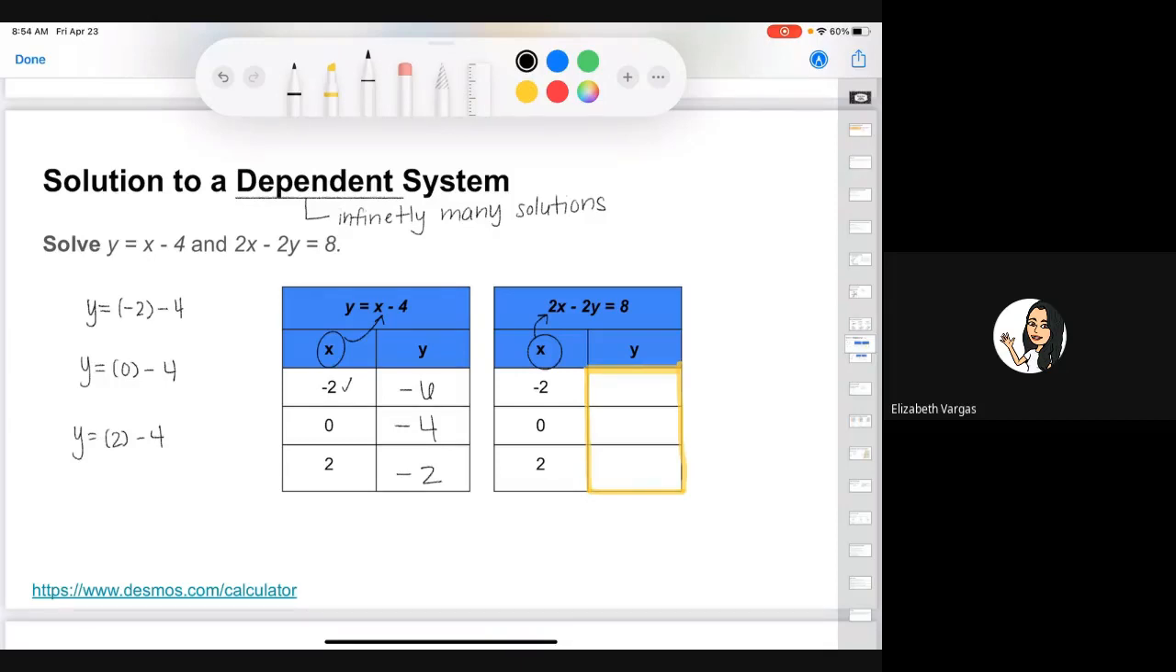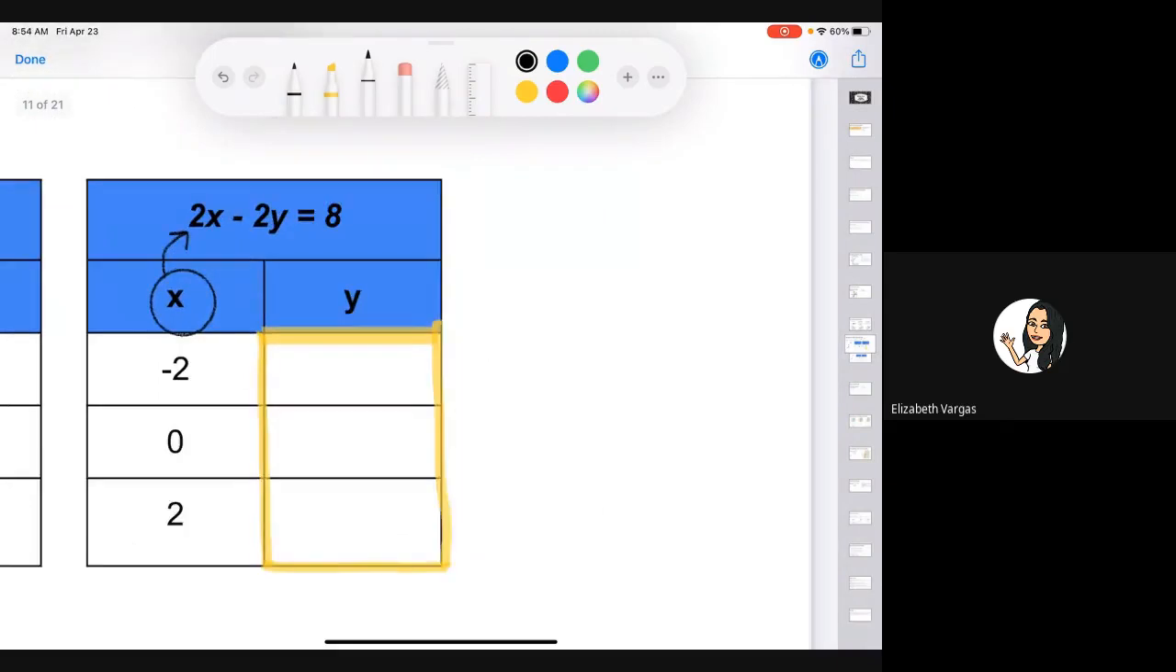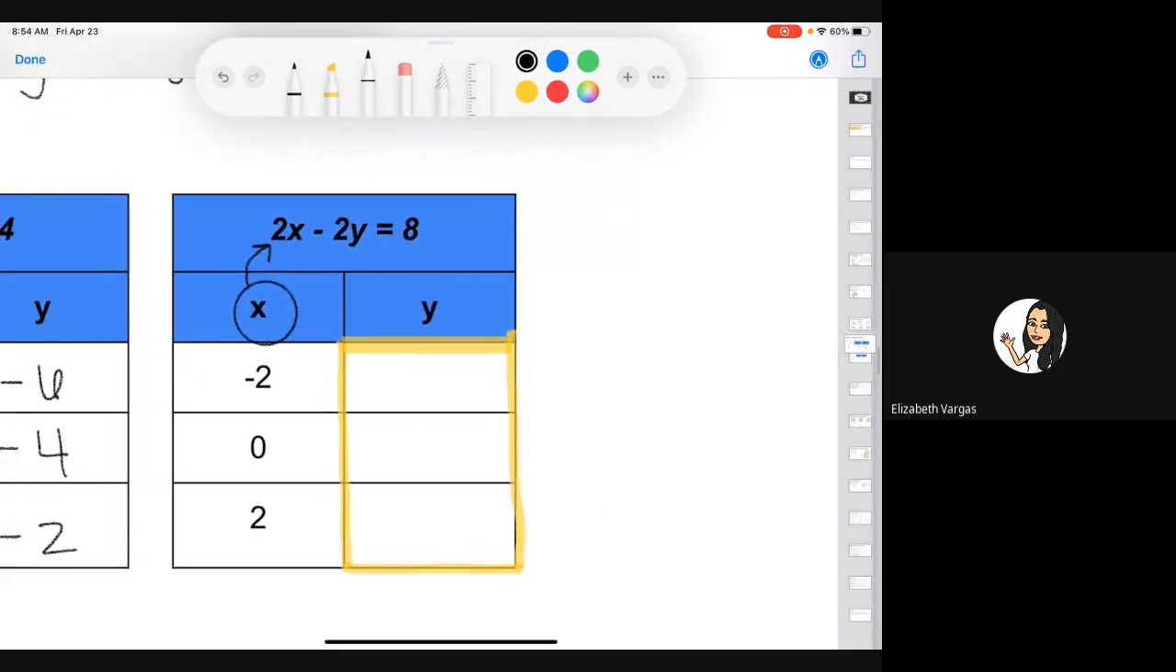So let's go ahead and test it. The first thing that I would do is rearrange it to where I have my y isolated on one side of the solution. But if for some reason you don't want to do that, you can also solve for y just by simply plugging in those x's into that equation and then rearranging it.